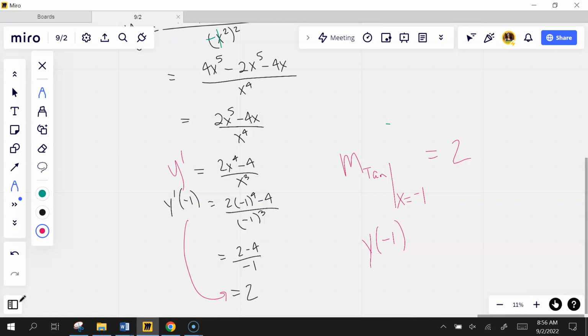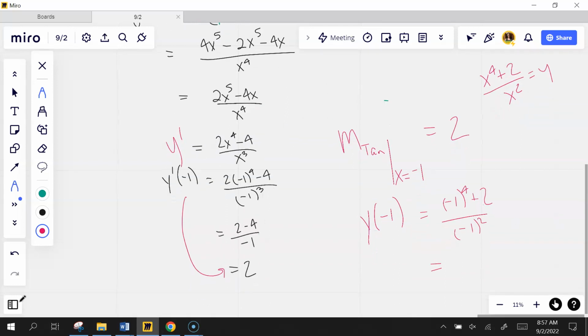So my original equation was, remember, x to the 4th plus 2 over x squared. So I'm going to plug a -1 in there. -1 to the 4th plus 2 over -1 squared, which would give me 3. Are we all okay there? So this point is -1, 3. So there's my point and there's my slope.